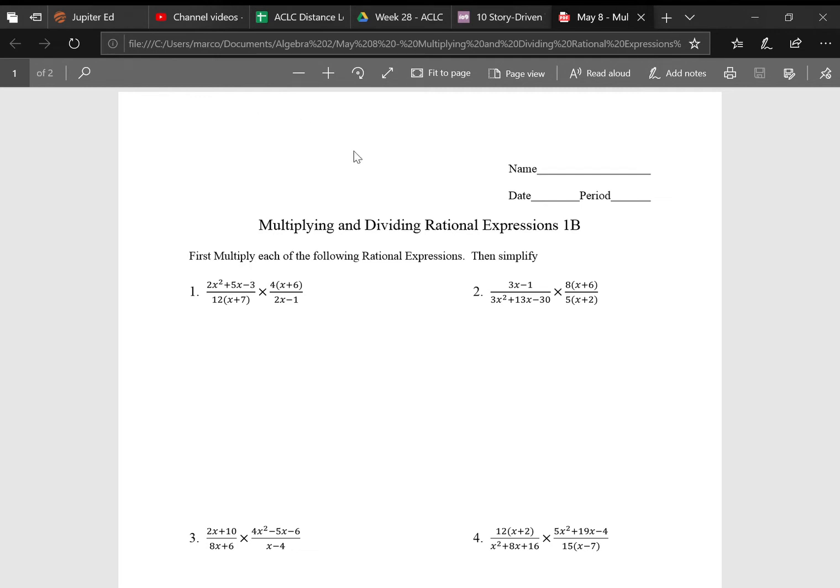We are now on multiplying and dividing rational expressions 1b. I think the only big difference between this one and the last one is we have a lot of negatives going on here. So let's go ahead and get started. I'm going to do number 1.